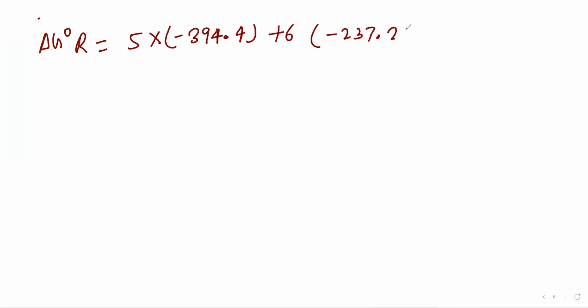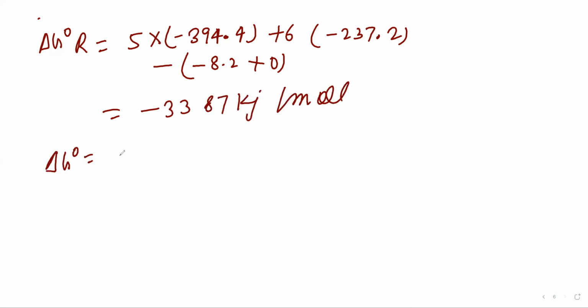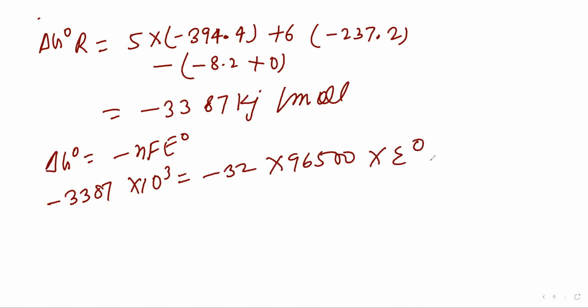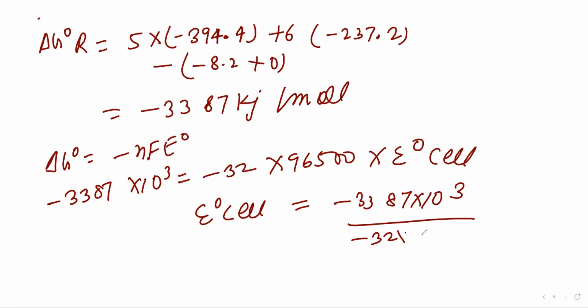So in the second step I will put in the values. Delta G naught of reaction is equal to 5 into minus 394.4 plus 6 into minus 237.2 minus minus 8.2 plus 0. The value is minus 3387 kilojoule per mole. And we know delta G naught is equal to minus nFE naught. So minus 3387 into 10 raised to 3 equals minus 32 into 96,500 into E naught of cell. So E naught of cell will be 1.09868. This will be the value.